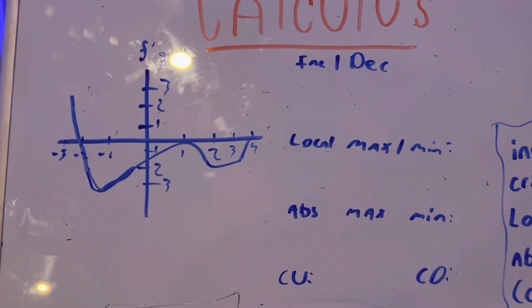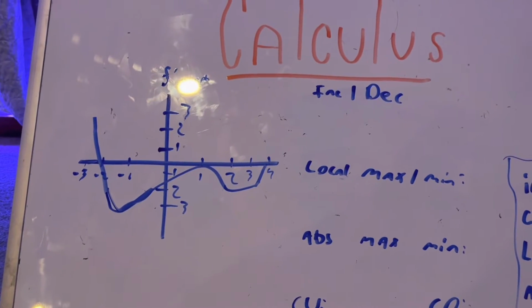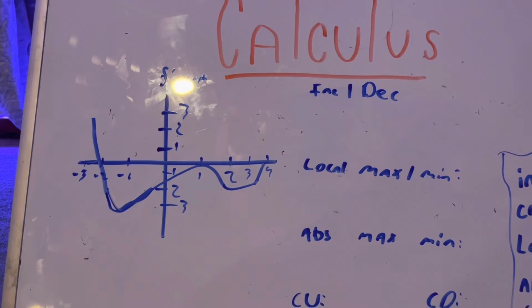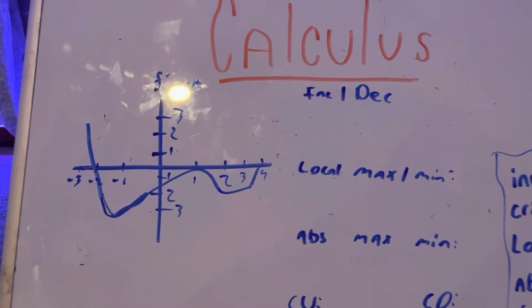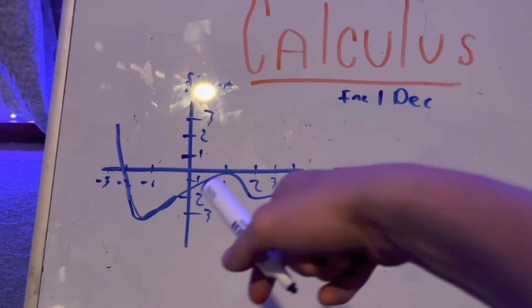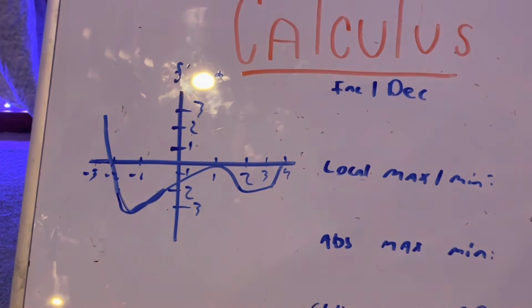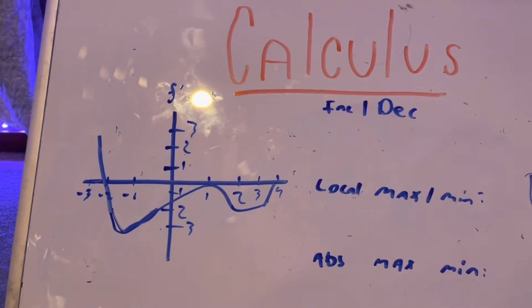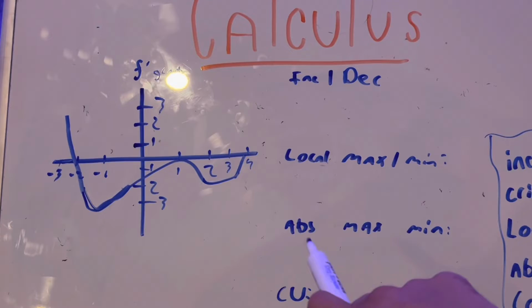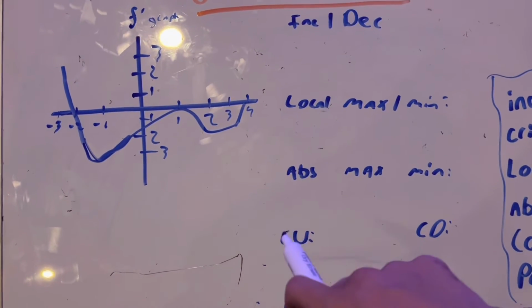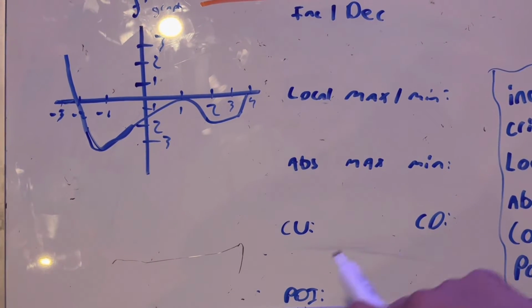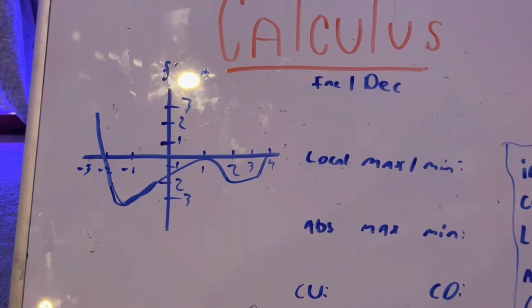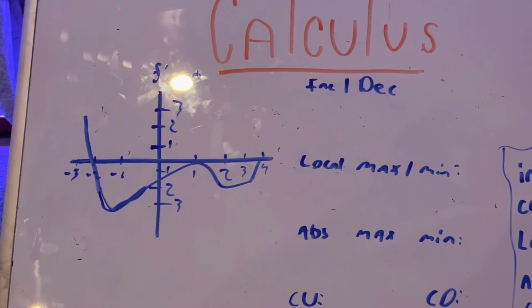Alright, so time to put that knowledge to the test. So this is a practice release AP exam FRQ graph. This is what they used. I want you to find the increasing, decreasing, local max and min, absolute max and min, where it's concave up, where it's concave down, and the points of inflection. So go ahead and pause the video and find those.